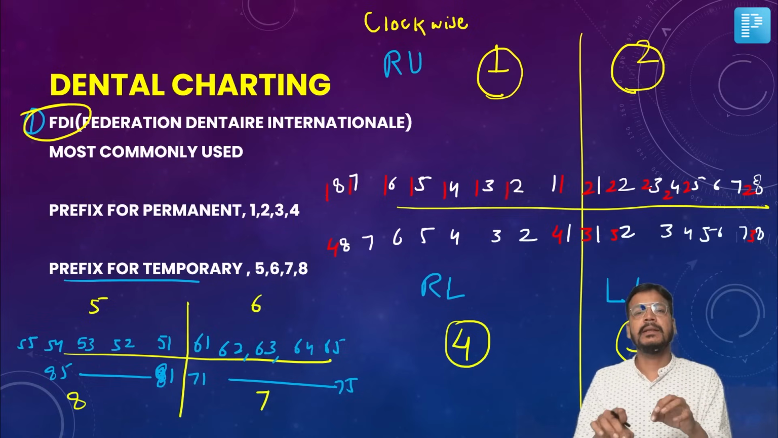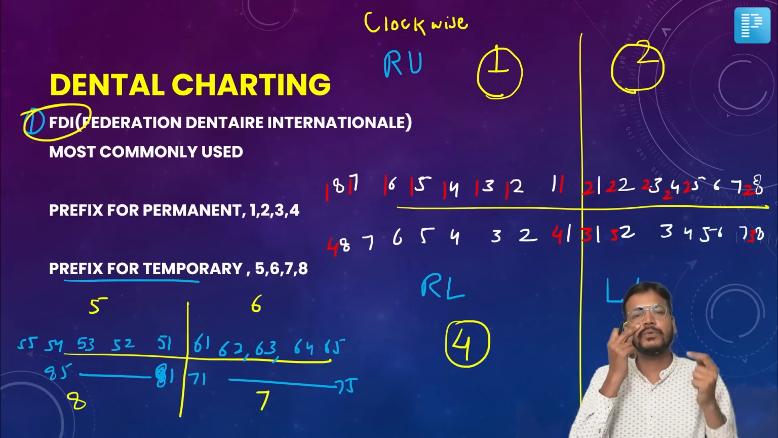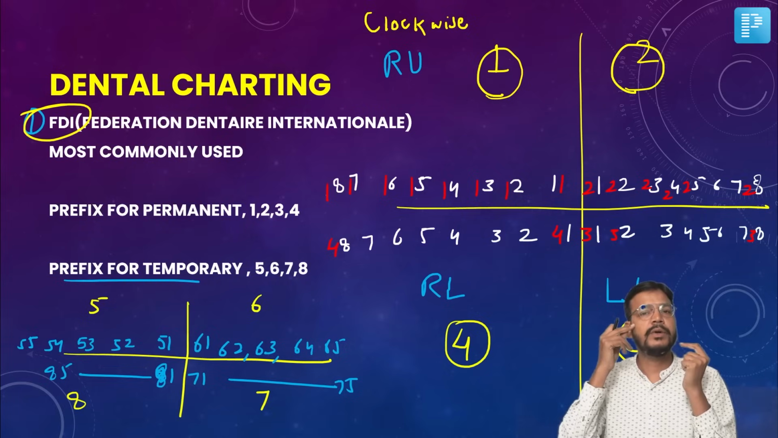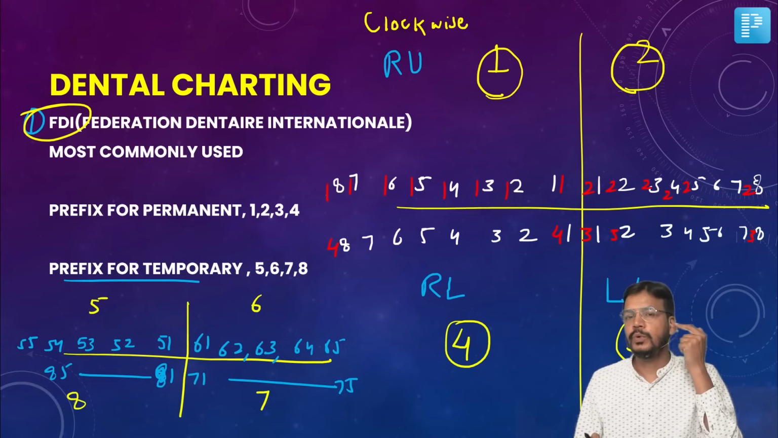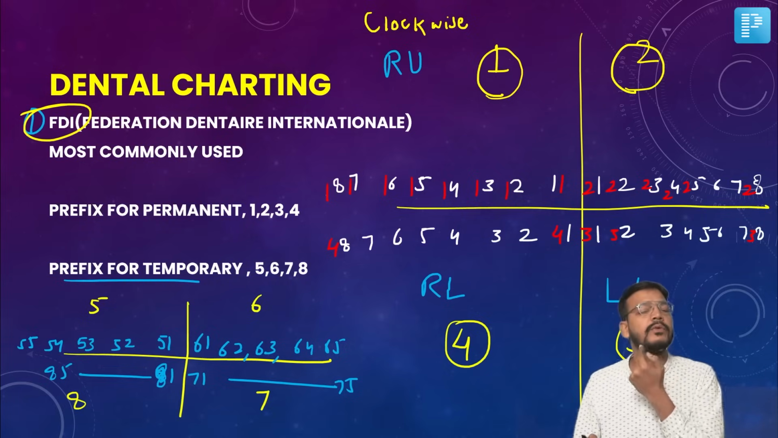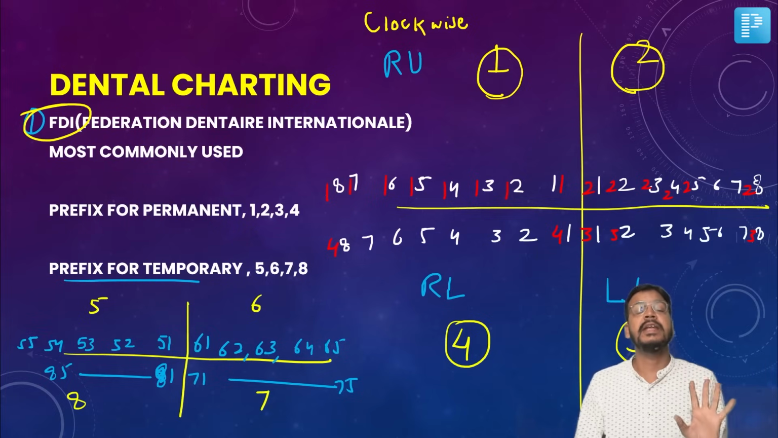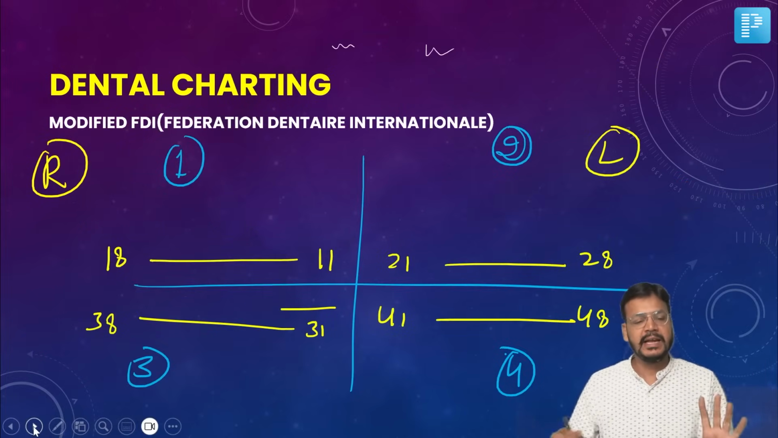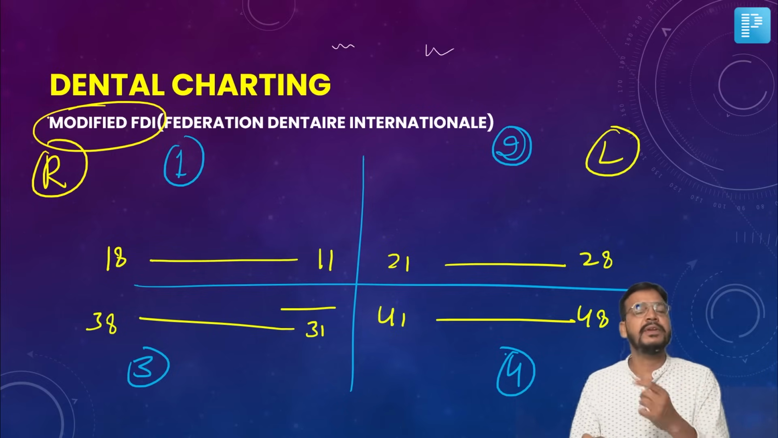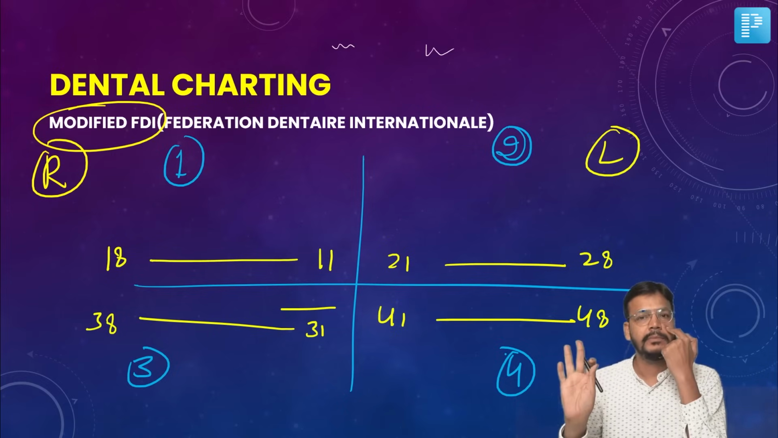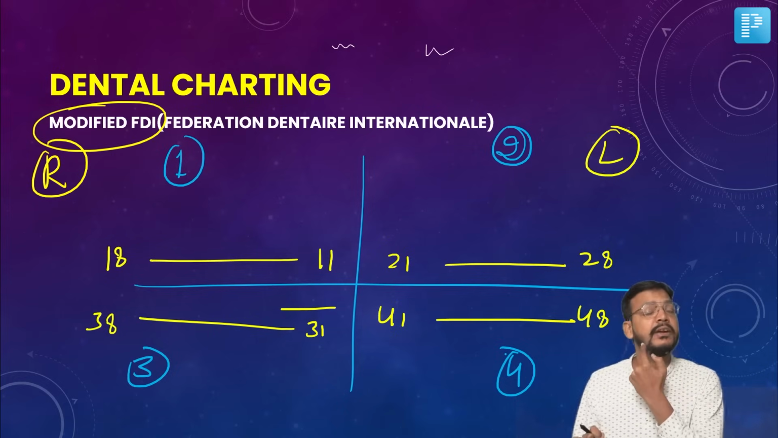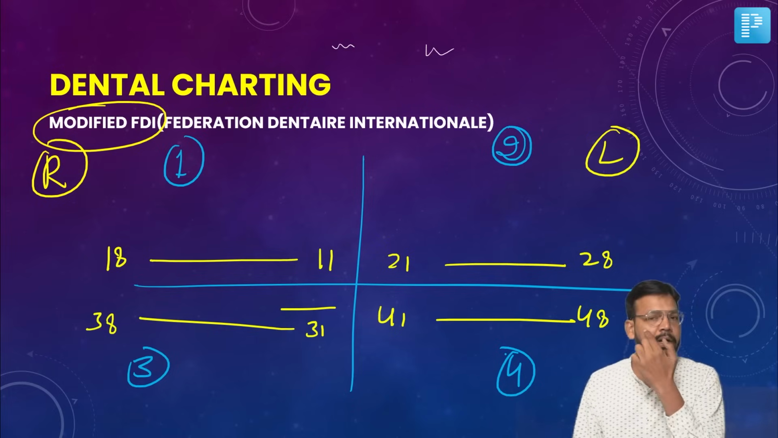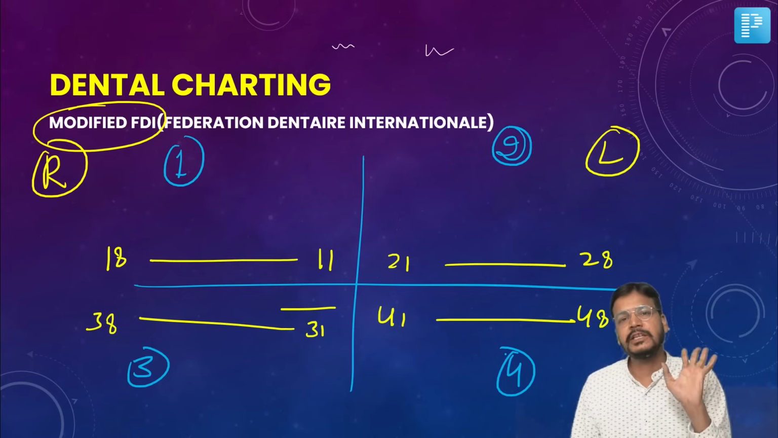If I'm adding the number of the quadrant also, we have four quadrants: first, second, third and fourth. First quadrant 11 to 18, second quadrant 21 to 28, third quadrant 31 to 38, fourth quadrant 41 to 48. This is the FDI formula. The name is given Federation Dental International. Now, modified FDI is almost the same, but the only difference: 1, 2 are the same. In FDI it was 3 and 4, here it is 4 and 3. We are exchanging 3 and 4: 1, 2, 4, 3. This is modified FDI.